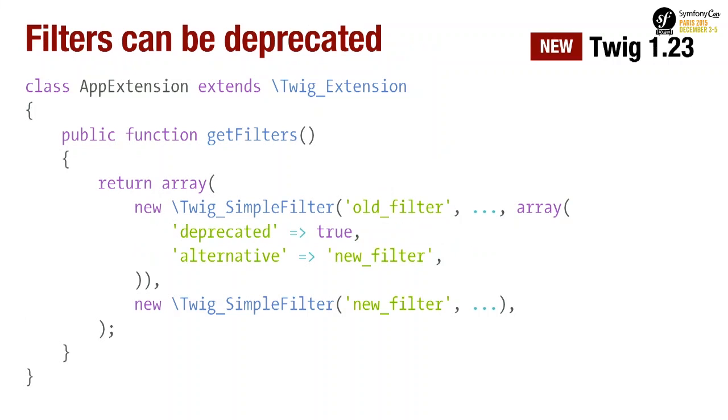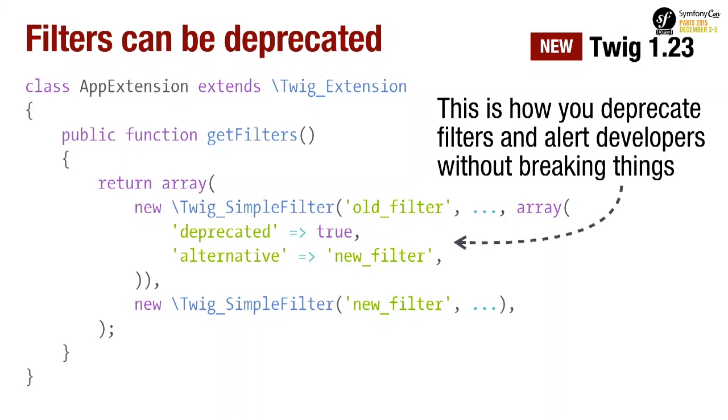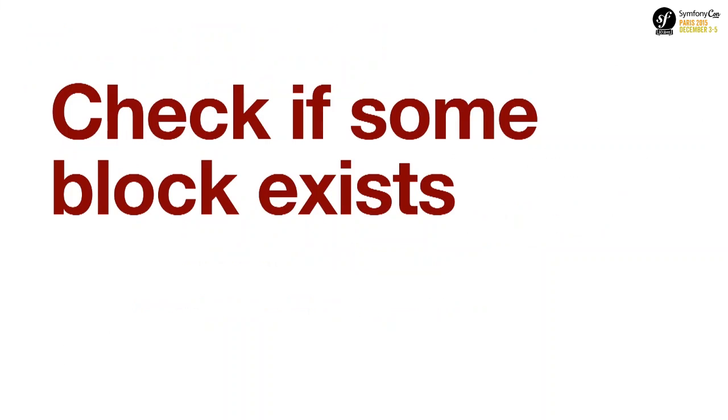If you use the latest version, the Twig 1.23 version, you can declare a Twig filter deprecated, and you can provide an alternative, the new filter that people should use. And whenever a template uses the old filter, you'll get a message in the log, a deprecation log. So it's really nice to not break things and to do it right. This one is also useful if you are doing very advanced things.